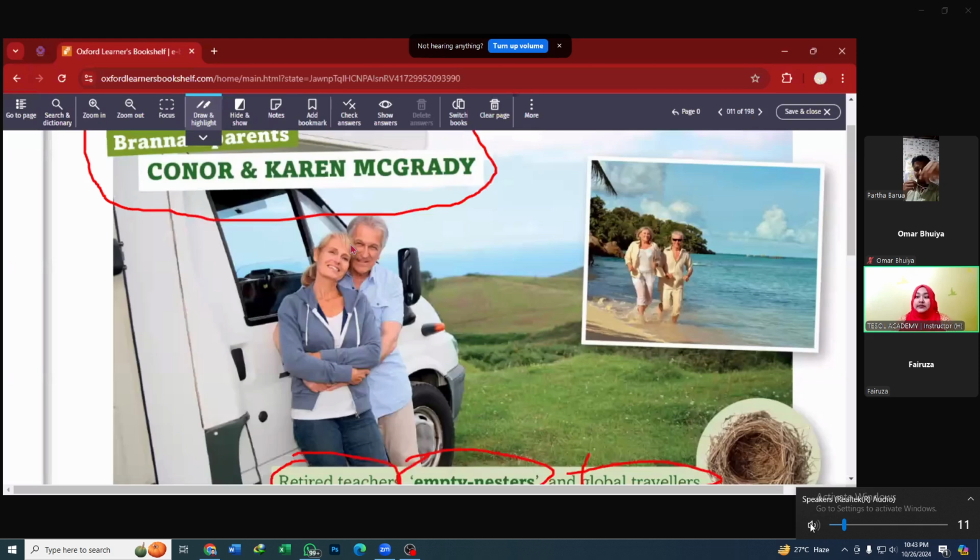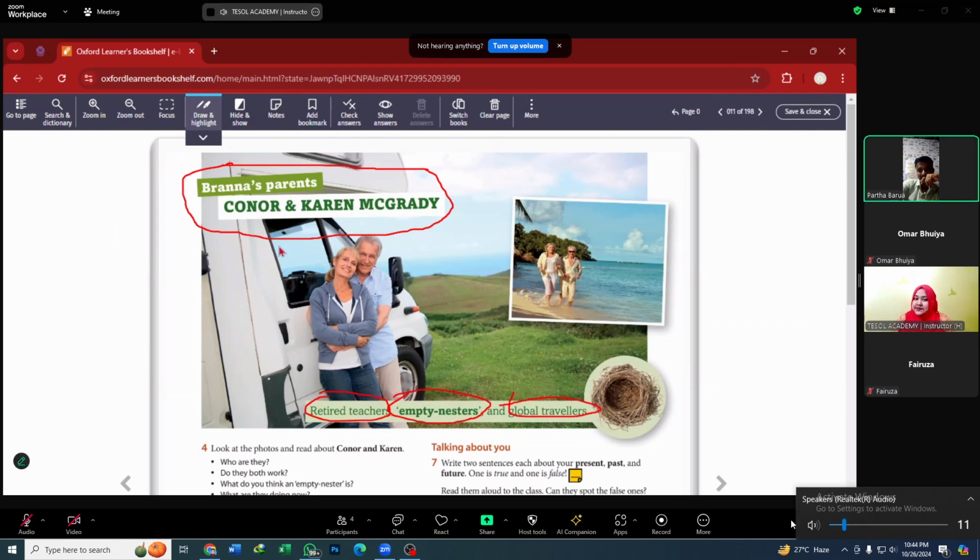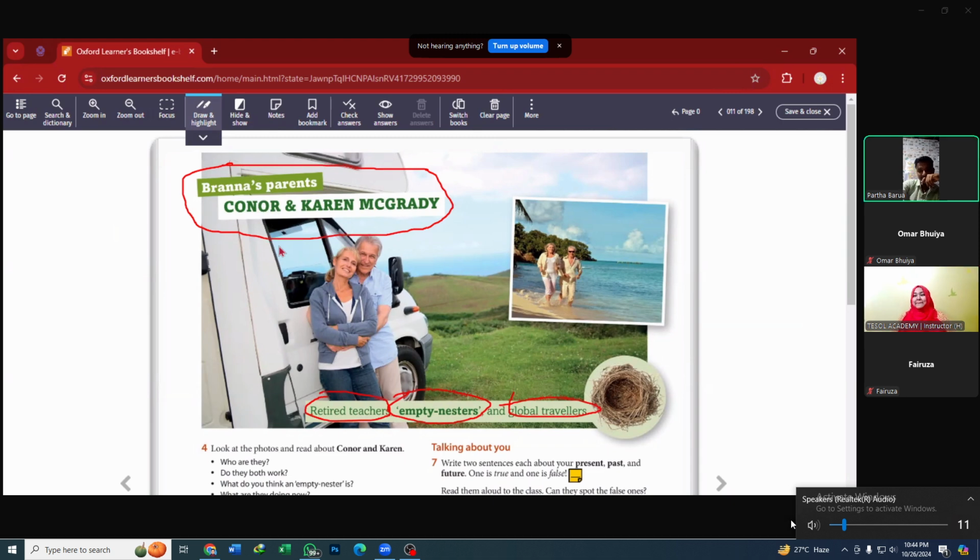Can you tell me what an empty nester is, Mr. Parthu? Empty nester means the parents who have adult children, but they are not living with their sons or their children. Very good. Excellent. Well tried. Yes, which is called empty nesters.